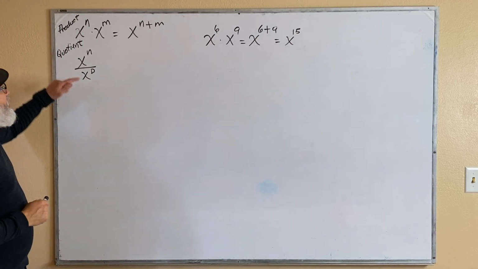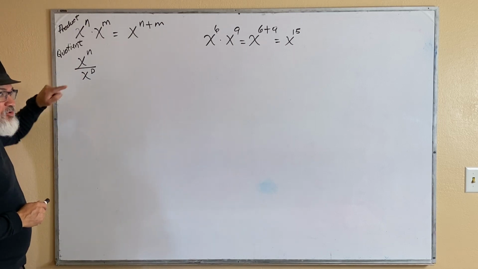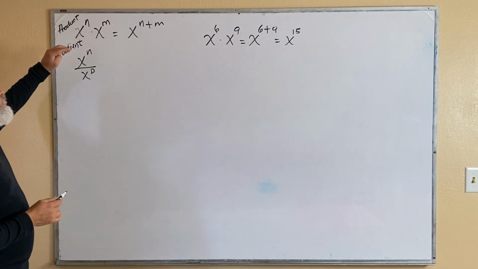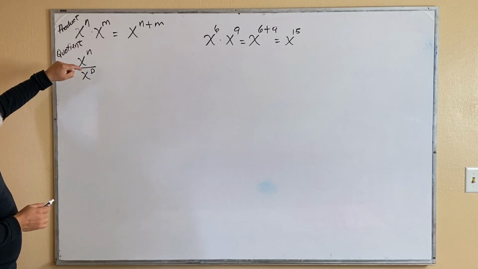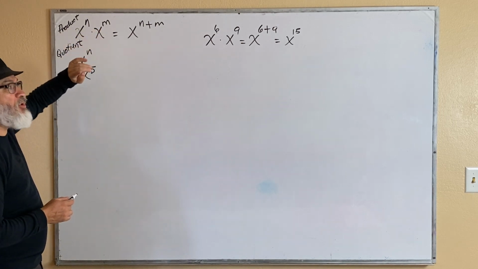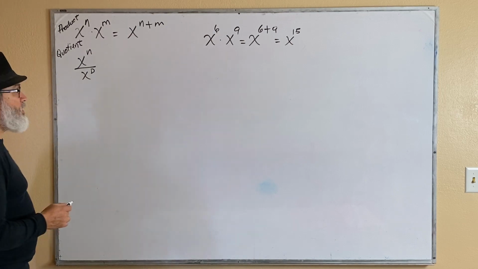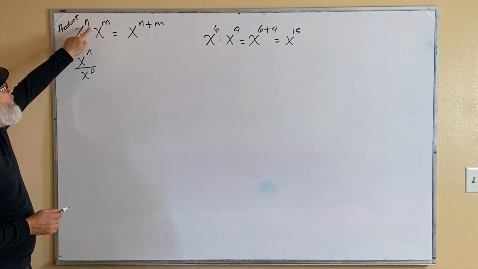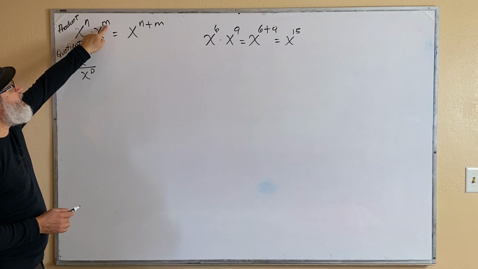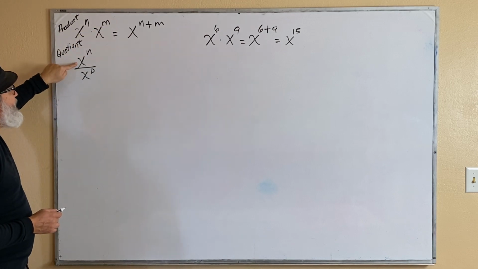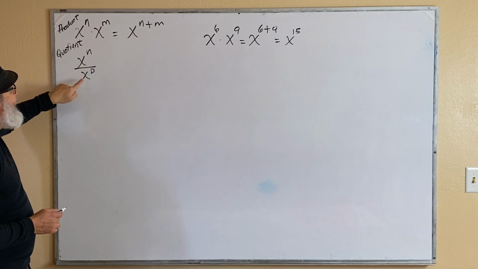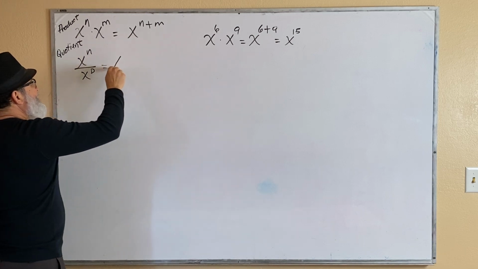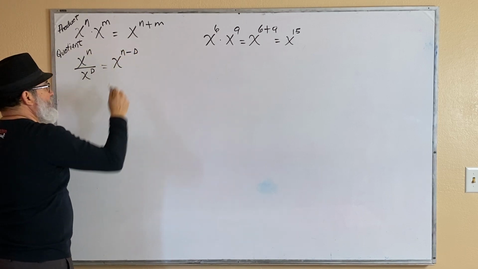Note, by the way, it's got to be the same base. You cannot have two different bases. When you have the same base, you subtract exponents when you're dividing, and you add exponents when you multiply. X is the base, n is the power. X is the base, m is the power. X is the base, n is the power, x is the base, d is the power. So this becomes x to the n minus d.